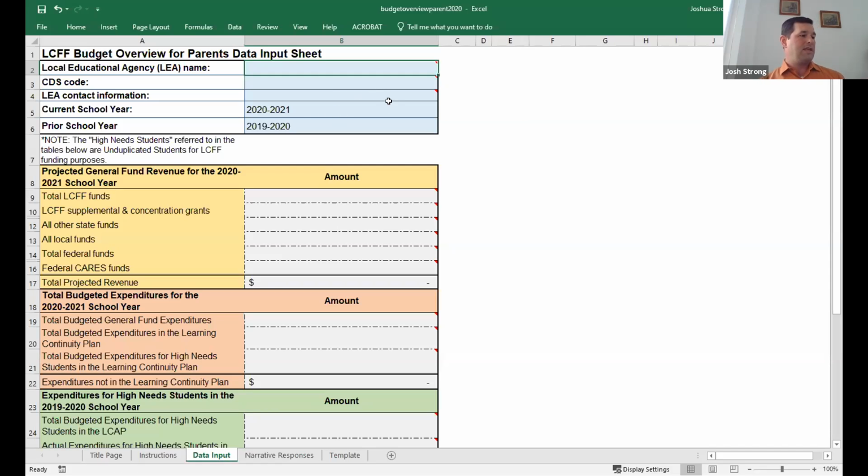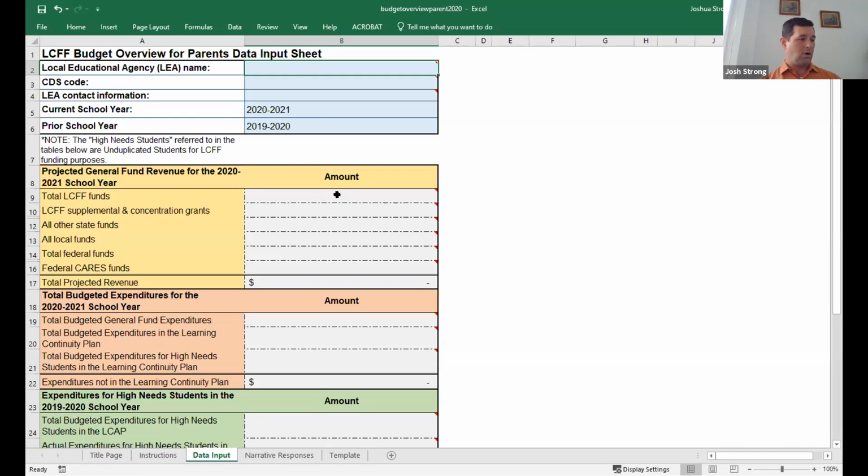So within the data input sheet, we've got spaces for the LEA name, CDS code, and LEA contact information. Typically speaking, there would be a current year and a coming year over here. However, because we're not completing an LCAP that's looking forward, and we're completing a budget overview that's within the current year, we've already filled in the current school year and the prior school year for purposes of the budget overview for parents for the 2020-21 school year. And those can't be changed.